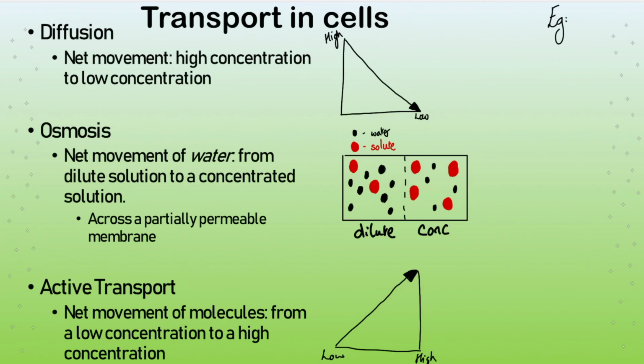The final type of transport here is called active transport, and that goes against the concentration gradient. So we're going up the gradient, we're going against it, so going from a low concentration up to a high concentration. And this is where there's a net movement of molecules from a low to a high. Now this does require energy. It requires energy to give the push up this concentration gradient, push up the hill if you like.